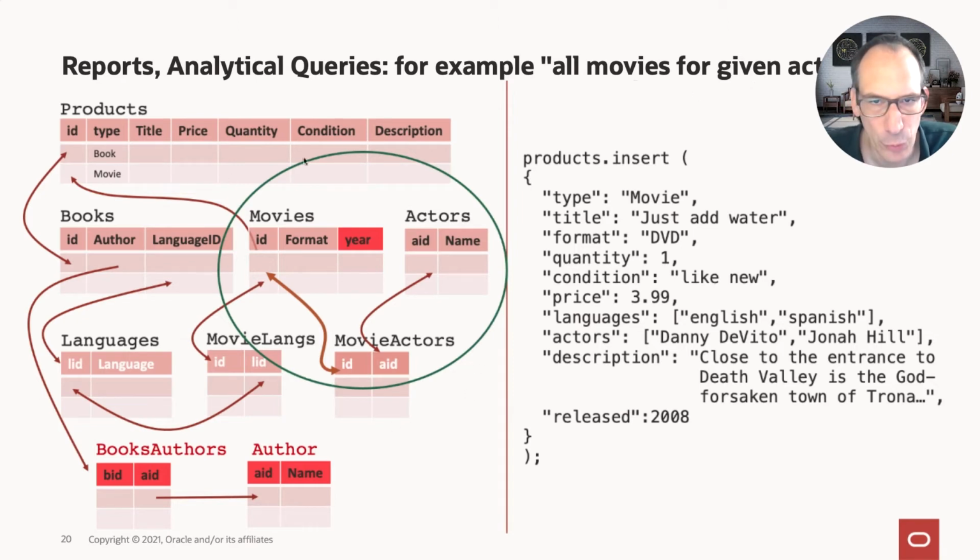And in that relational world, this is actually quite easy. All you need to do is issue a query on these three tables: movies, actors, and movie actor. You don't have to look at any of the other data. You don't have to look at products, etc. And you can just do this with a simple join.